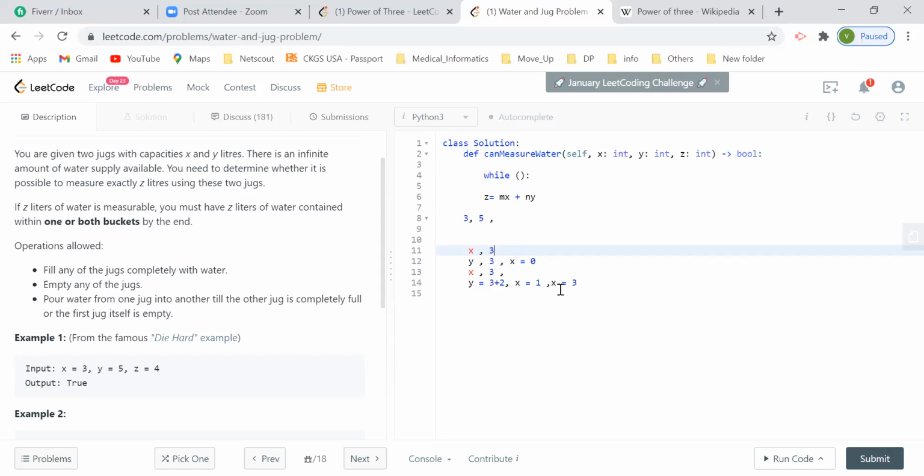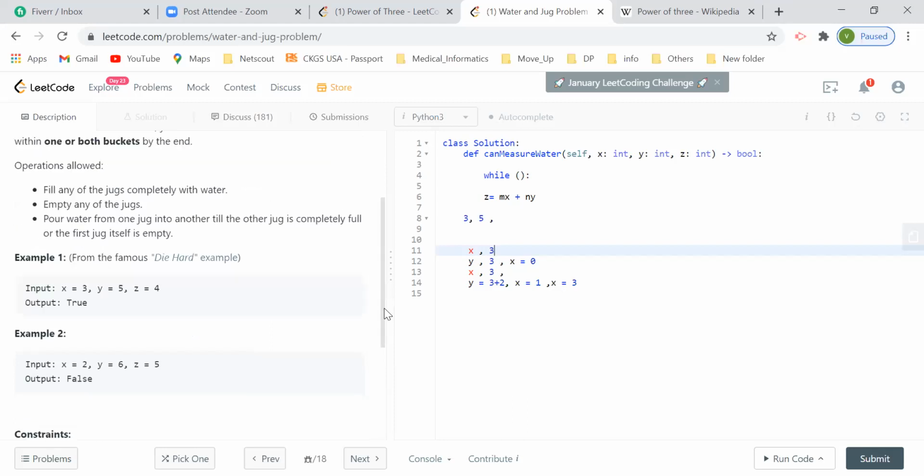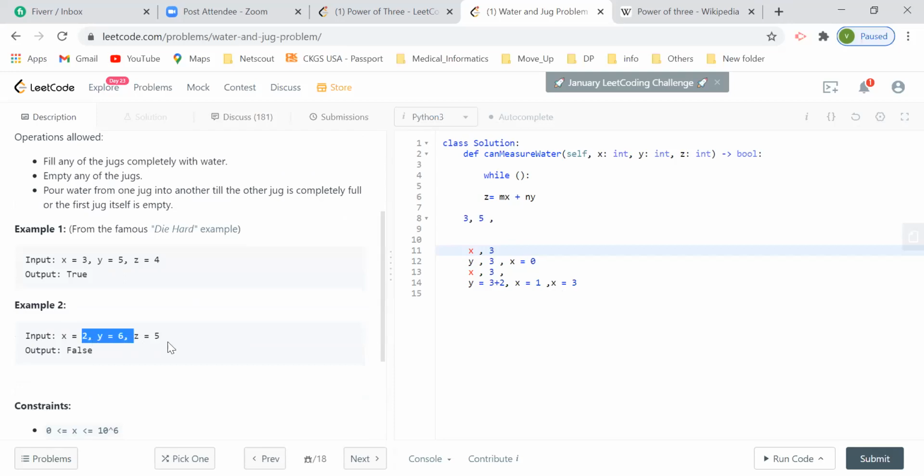Then you take the x equal to 1 into another container, and pour water into x again, x equal to 3. So you're able to measure 4. You're able to measure 2 and 6, but you're not able to measure 5 in that.